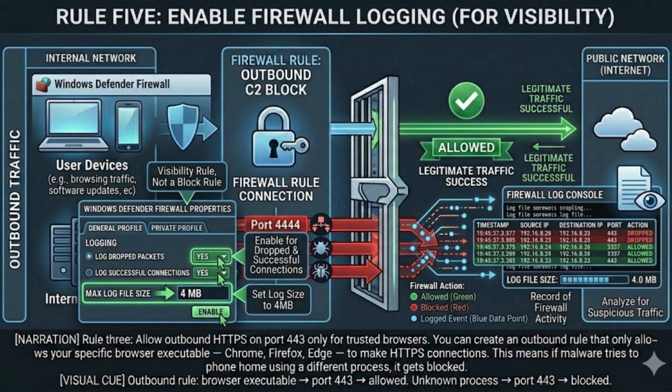Rule 5. Enable logging. This isn't a block rule, it's a visibility rule. In the Windows Firewall Advanced Settings, click Windows Defender Firewall Properties, go to the Private Profile tab, and under Logging, enable logging for dropped packets. Set the log file size to 4 megabytes. Now you have a record of everything your firewall blocks, and you can review it to spot suspicious activity.